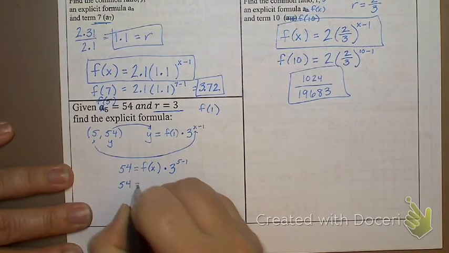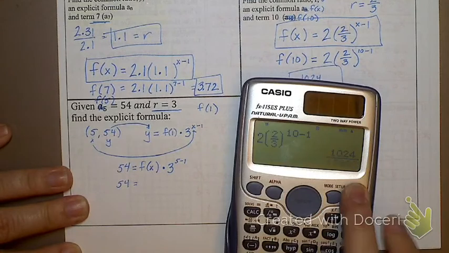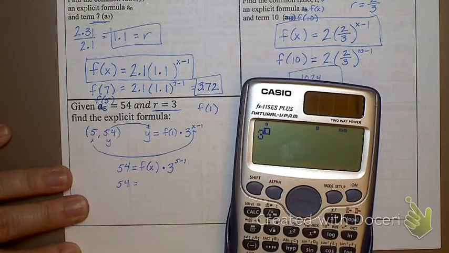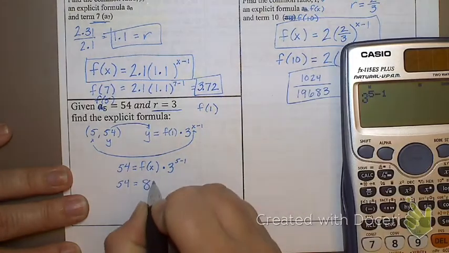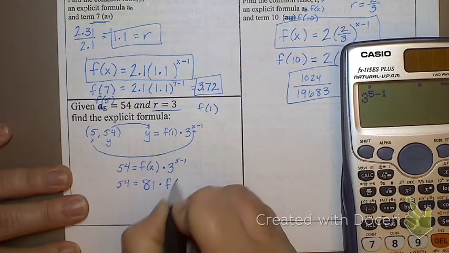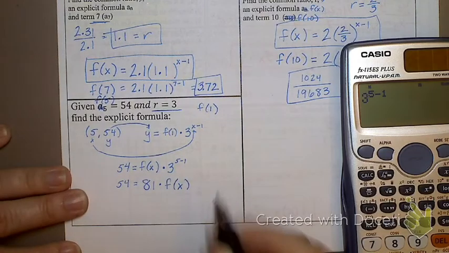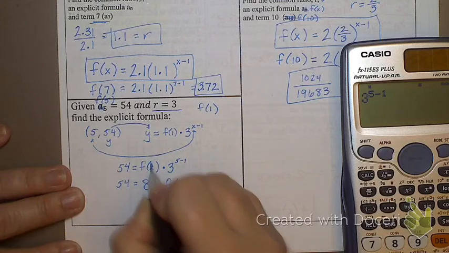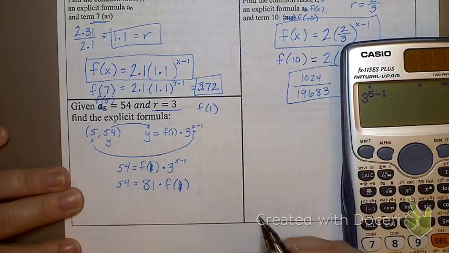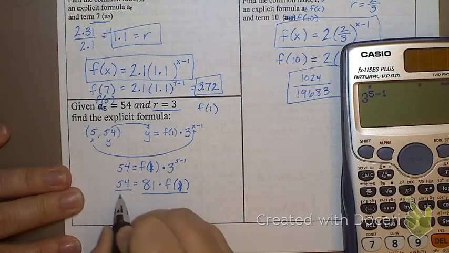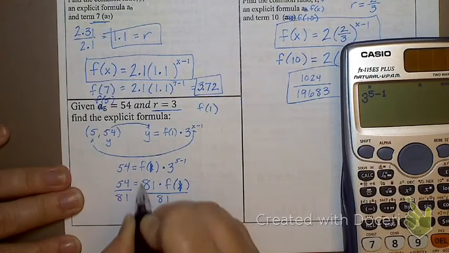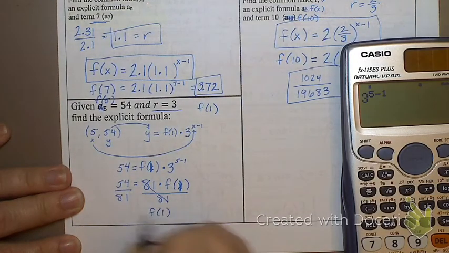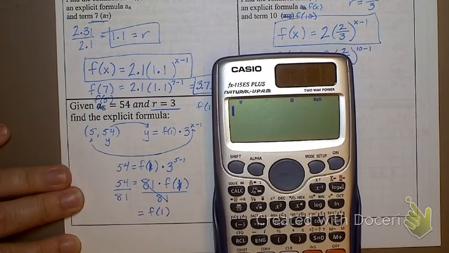54 equals, that's 3 to the 4th, correct? 3 to the 5 minus 1 is 3 to the 4th, which is 81. So I have 81 times f of 1. I just reversed those orders. How would I get f of 1 then? Divide by 81. F of 1 equals, what is 54 over 81?